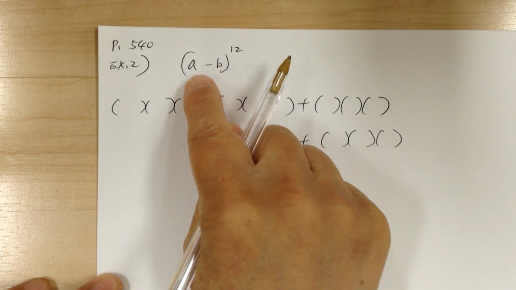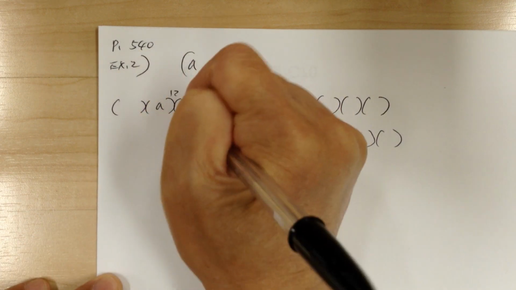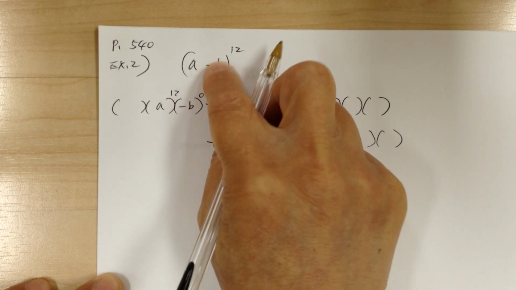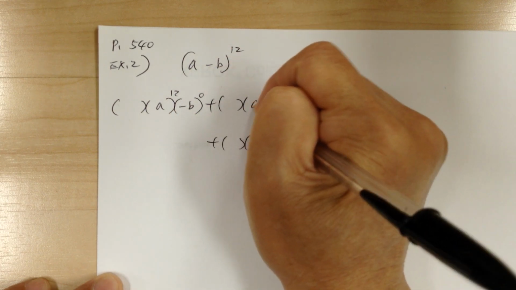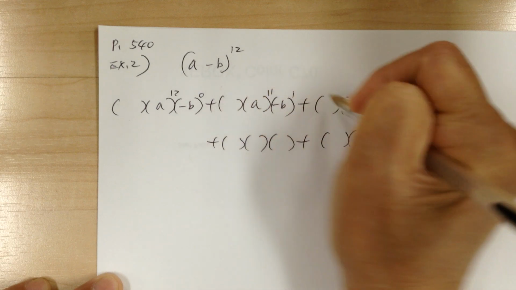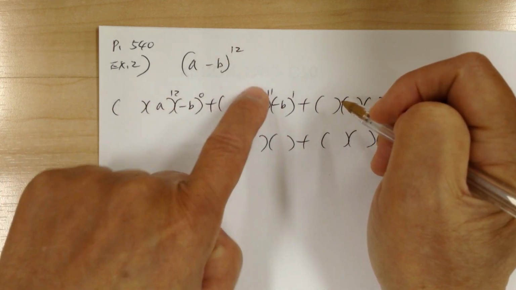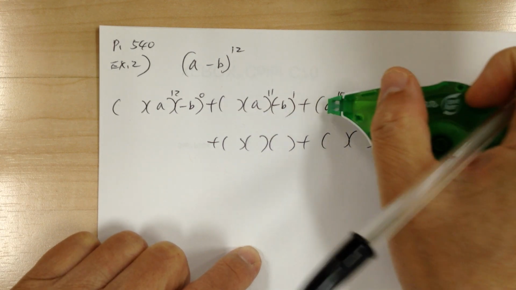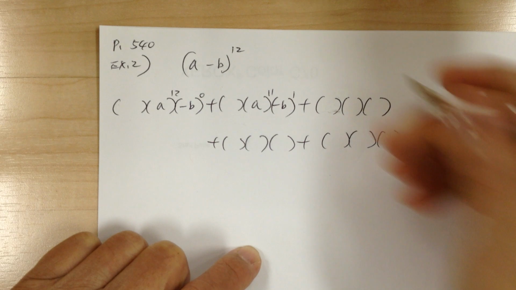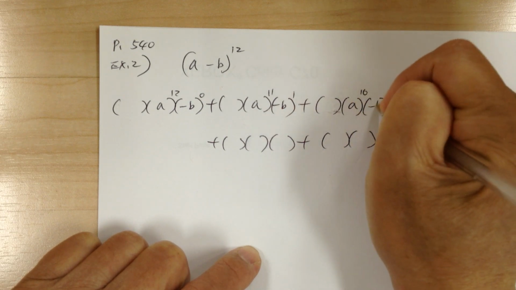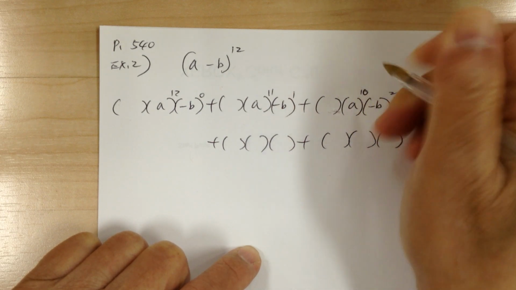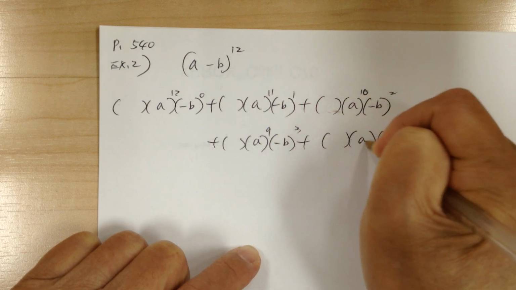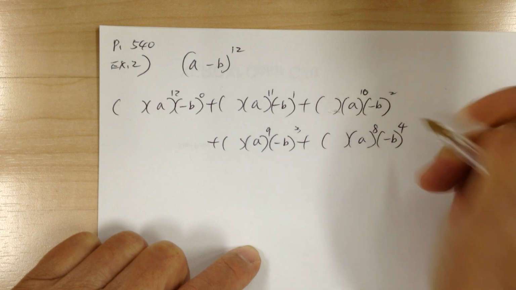Okay. So again, you're going to start with a to the 12, negative b to the 0. Remember, keep track of your negative. Whatever is over here, you put in here. So you're going to get a to the 11, negative b to the 1. Again, all these have to add up to equal 12, right? So a to the 10, negative b to the 2, a to the 9, negative b to the 3, a to the 8, negative b to the 4.